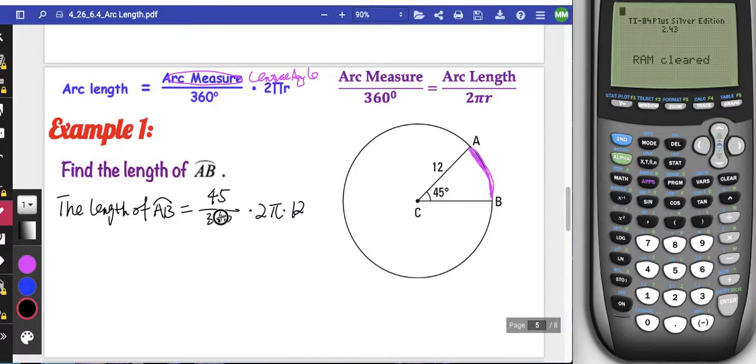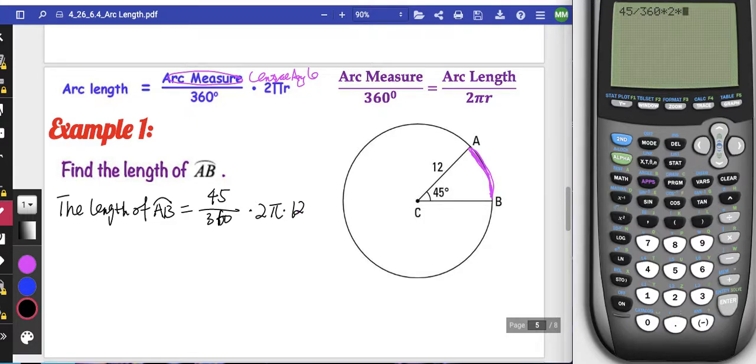Now it's time to use the calculator, so that's why I put the calculator on the side. When we put in this calculation, there's no need to find the fraction first and then multiply. We can just multiply everything together, typing them together into the calculator or the online calculator if you prefer that one. So I'm going to multiply, as we mentioned here, 45 divided by 360 and then times 2 times pi. With an online calculator it's easy for you to see.